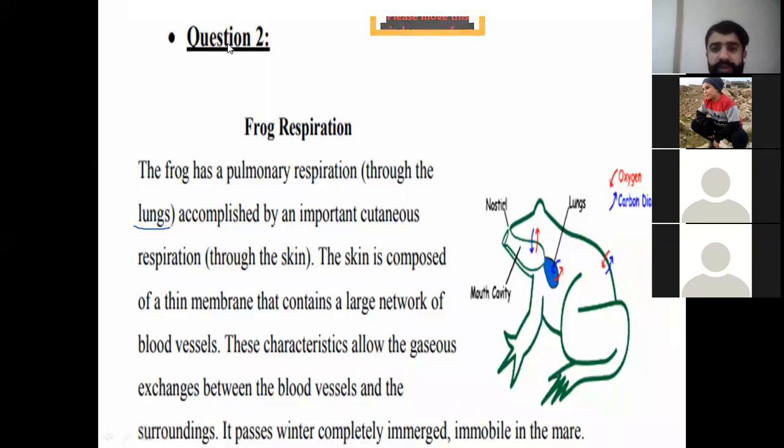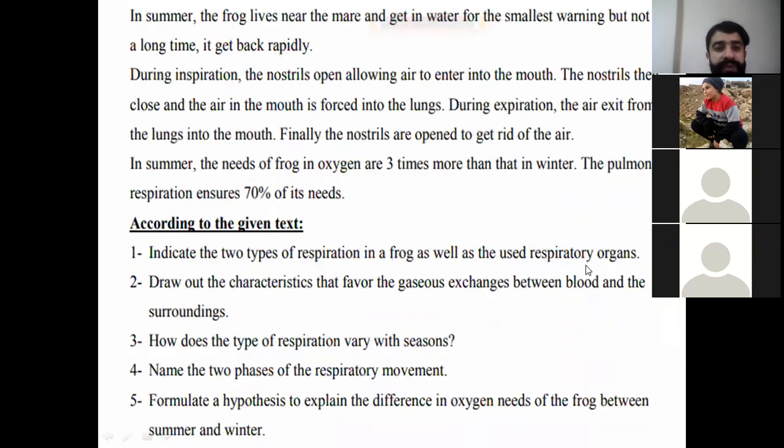Let's move now to the next ideas. Here we have the summer: the frog lives near the pond and gets in the water at the smallest warning, but not for a long time. It digs back rapidly. During inspiration, the nostrils open, allowing the air to enter into the mouth. The nostrils then close and the air in the mouth is forced into the lungs. During expiration, which is the exhalation, the air exits from the lungs into the mouth. Finally, the nostrils open to get rid of the air.